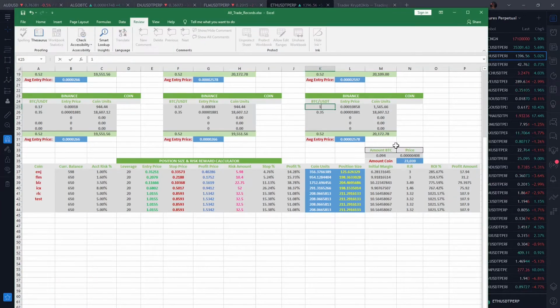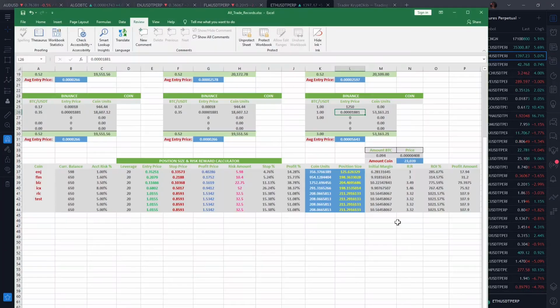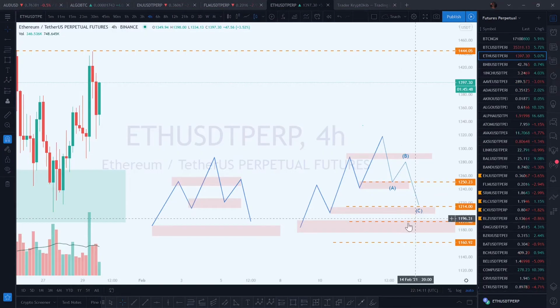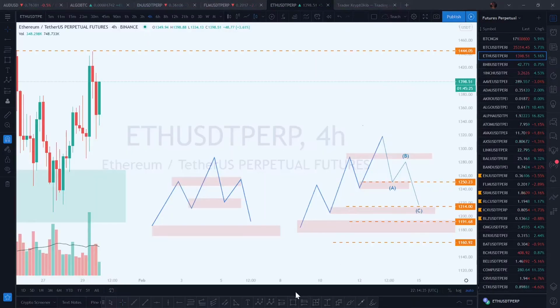1250. I just use the amount as $1. Then I have another $1 here, then $1 here. Then where is my second entry? 1214. And then where is my third entry? 1191. Let me change this to 100. Okay, equal amounts. So then where will be my average price? My average entry price will be 1250. Let's mark this differently. 1250.